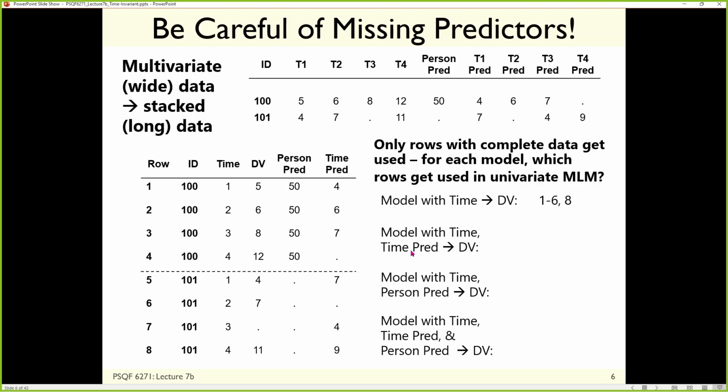Now what if we add a time varying predictor, which we're not going to do this semester, but maybe next semester? This column right here. Well, we get 1 to 3, not 4. We can have 5, not 6, and 7 and 8. Now what if we add the person predictor that was measured once? Question: would we have 7 in that one? 7 would not be there because there's no outcome.